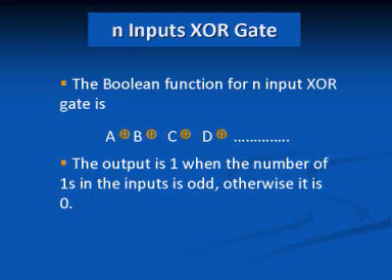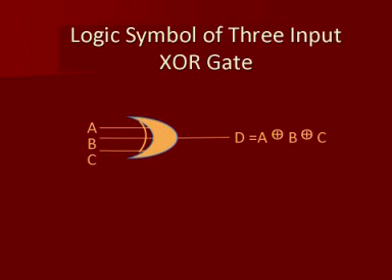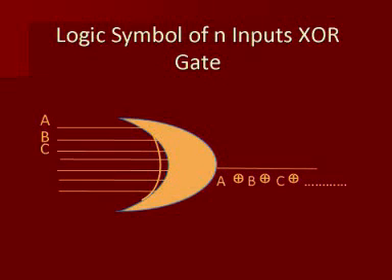Extending the idea of 3 inputs to 4, 5, 6 and so on, say n inputs, the Boolean function for an n inputs XOR gate can be written as A XOR B XOR C XOR D and so on. The output is 1 when the number of ones in the inputs is odd, otherwise it is 0. We can visualize the logic symbol of an XOR gate as that of an OR gate with an additional arc parallel to the input concave side.